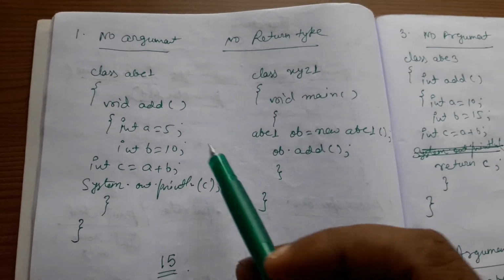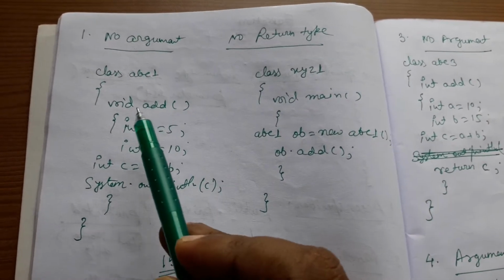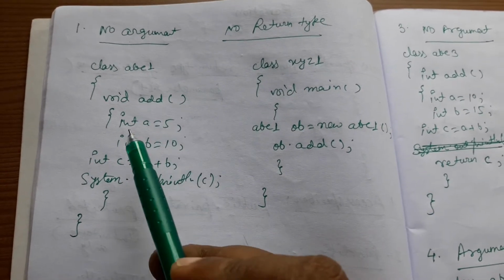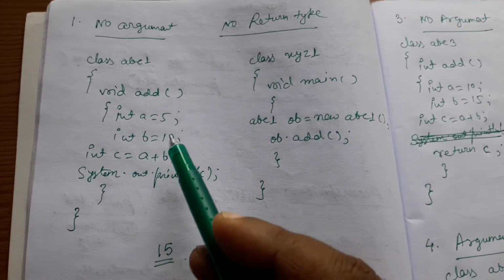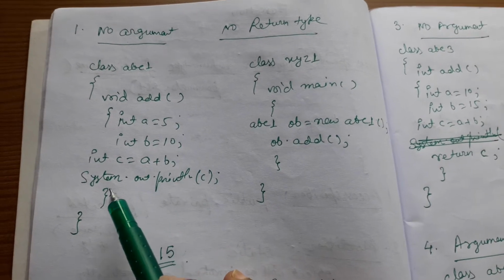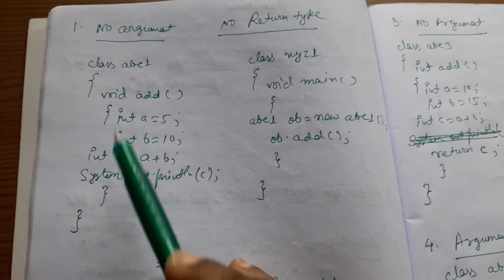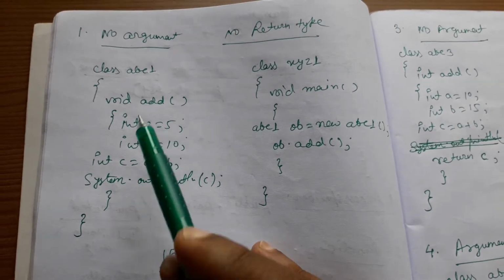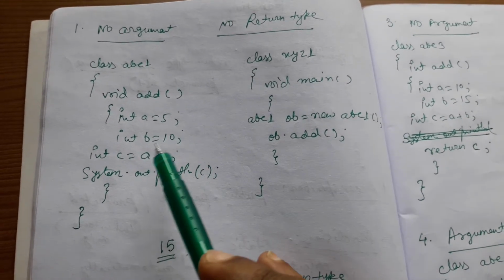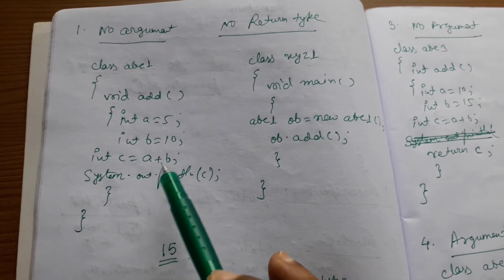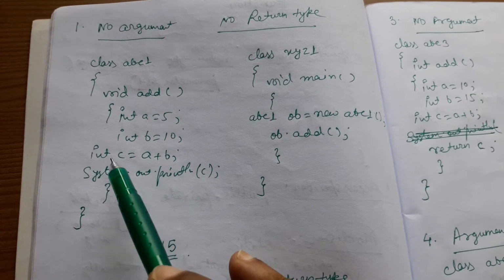First, suppose this is a class ABC1, then void add, this is our function, int a equals 5, int b equals 10, int c equals a plus b, System.out.println(c). So what we have done here, we have taken one function, the add function, with the void keyword. We have taken two values, int a, int b, and then after adding the values, we have printed the value c.